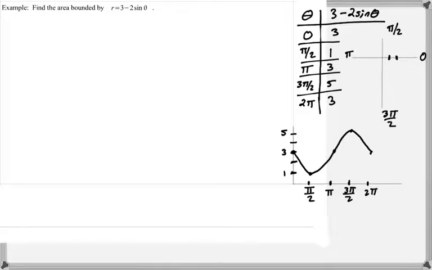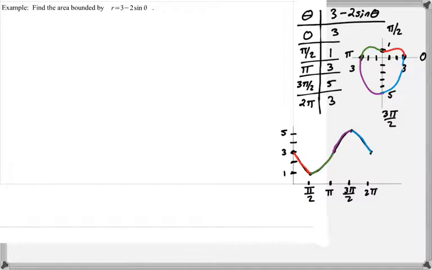Okay, so we're going to start out at 3 on the east axis. On the north axis, we're going to be at 1. The west axis, we're going to be at 3 again. That's the distance from the pole. And then at 3 pi over 2, we're going to be all the way out at 5. Okay, and so we'll just try to sketch what we got going on. So it's going to be fairly flat at 1, so we're going to have a little bit of a dimple at 1.